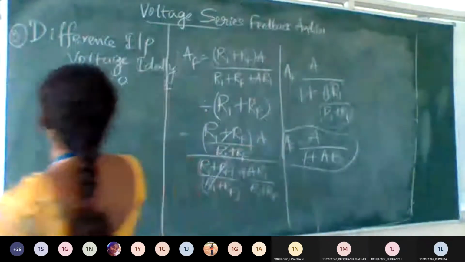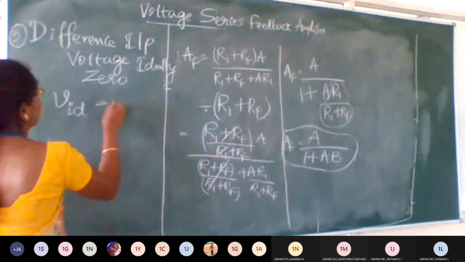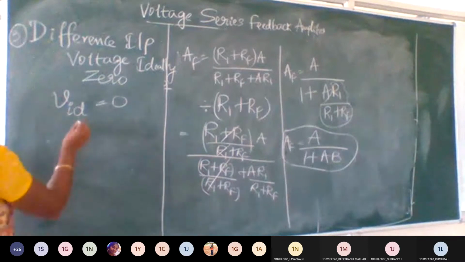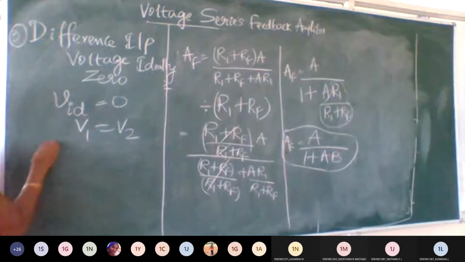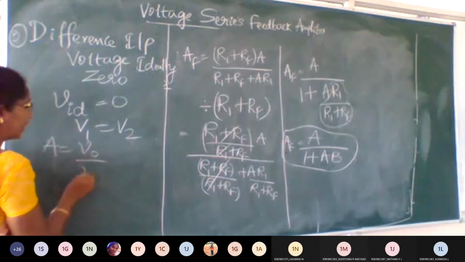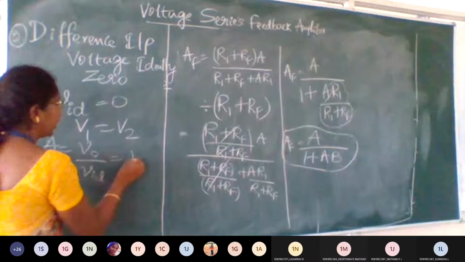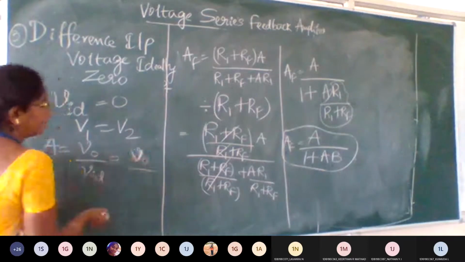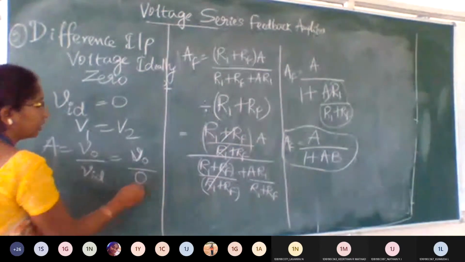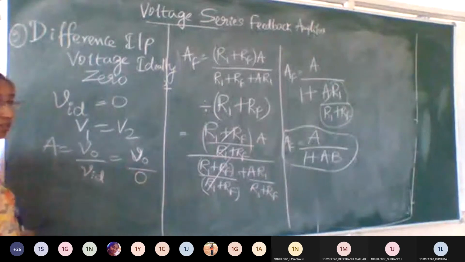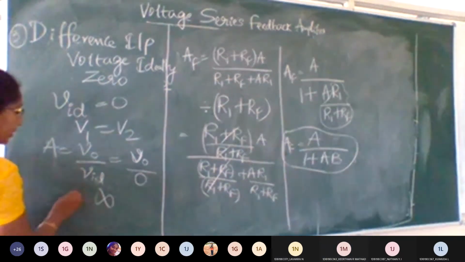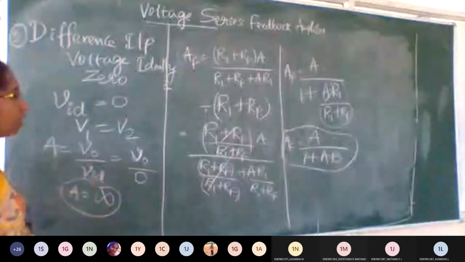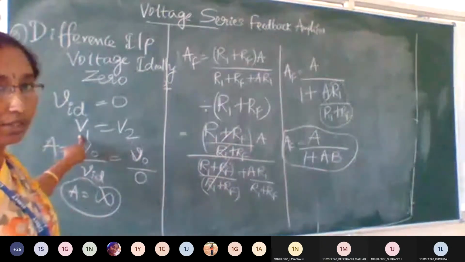So what I mean to say is, they are telling VID is 0. The difference input voltage is 0. This will happen only when V1 is equal to V2. Then what is the gain? A is equal to V0 by VID, so V0 by V1 minus V2. Both are the same here, so it is 0. Anything by 0? Infinity, ma'am. So A is infinity.